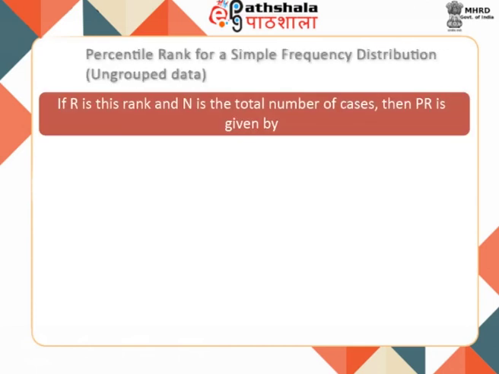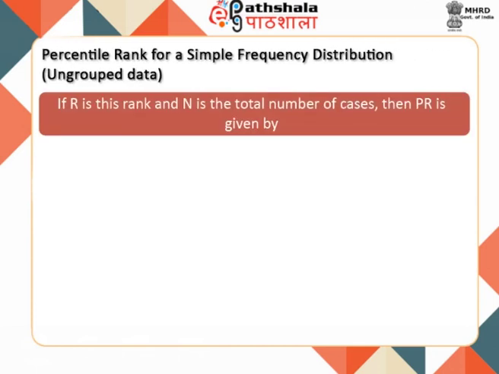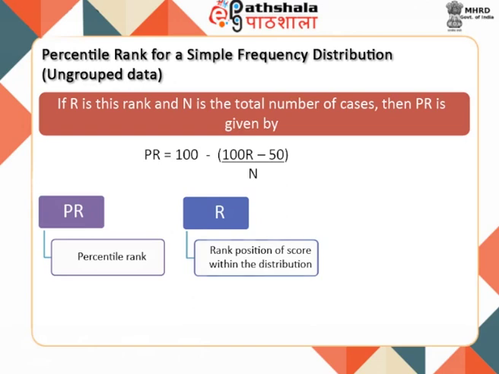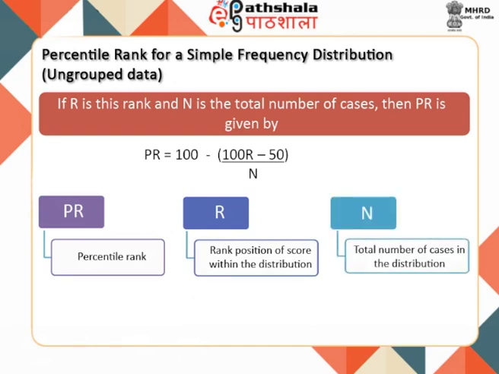To calculate percentile rank, we have to compute ranks corresponding to particular scores. In case of individual scores, first we have to find the rank of individual scores from the bottom, that is, rank in ascending order. If capital R is this rank and capital N is the total number of cases, then PR, the percentile rank, is given by the formula where PR is the percentile rank, R is the rank position of the score within the distribution, and N is the total number of cases in the distribution.